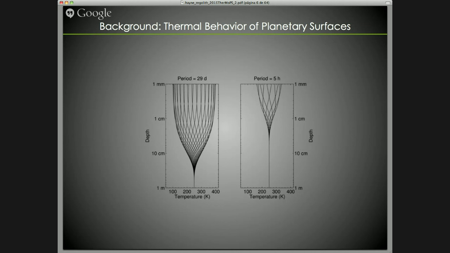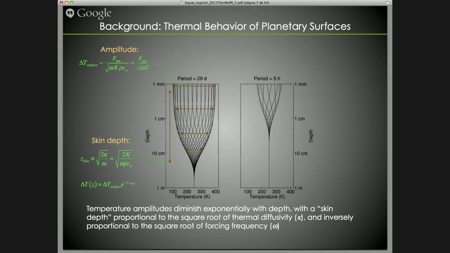So the lower the frequency, or the longer the period of the wave. So this is a 29-day period, which is the lunar synodic period. Compare that to a period of a few hours, which could correspond to a rotation period of an asteroid, or a lunar eclipse. So in the case of 29 days, you penetrate down to a depth of a few tens of centimeters, whereas the few hour eclipse penetrates to a depth of about a centimeter. And so we can use thermal waves of different frequencies to sense different depths within the surface.